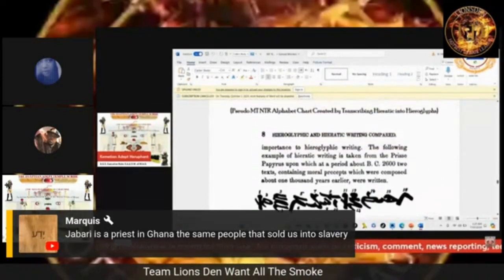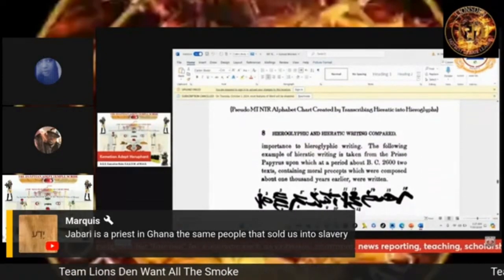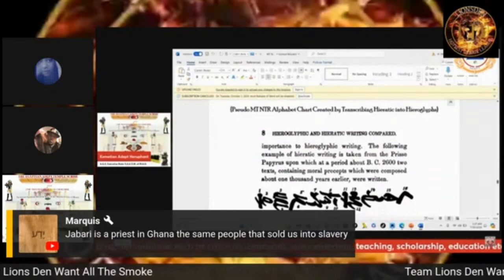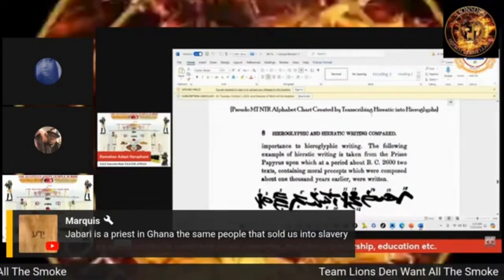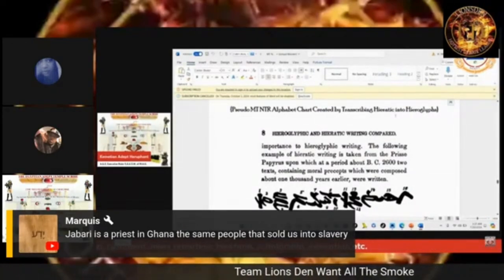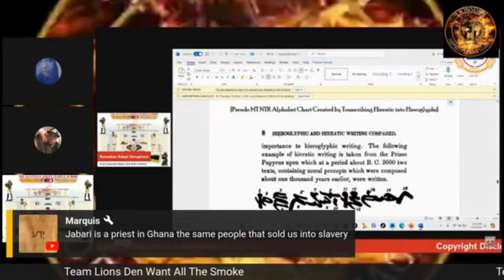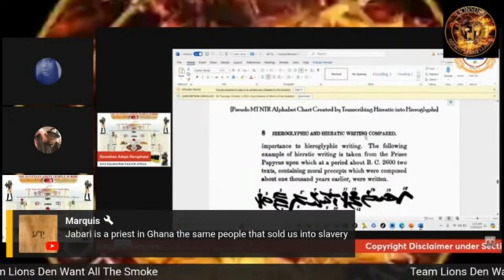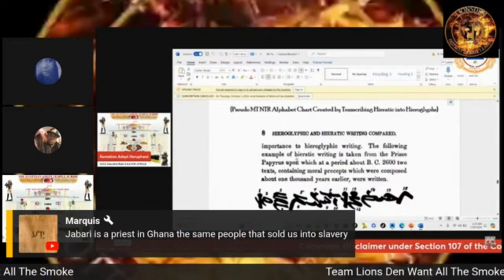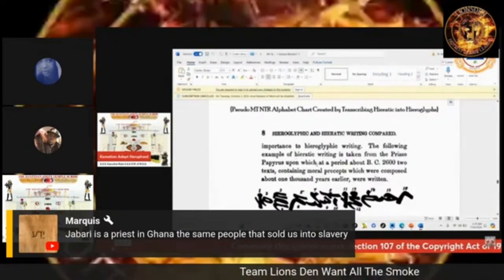Oh, I'm going to give you this right here since I'm there. Pseudo-Medu Neter alphabet chart created by transcribing hieroglyphs, hieratic into hieroglyphs. I mean, just cutting them deep. You see my hieroglyphic and hieratic writing compared. Some of you seen me display this before, but we're going to go into it again. Another excerpt from a book.